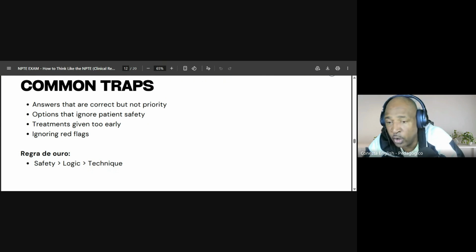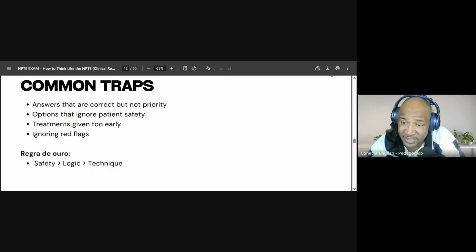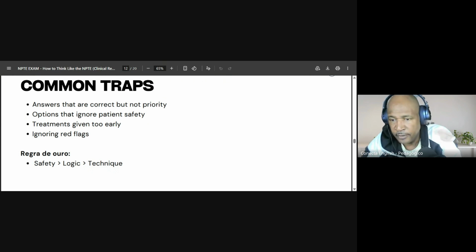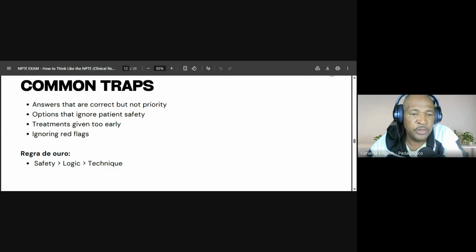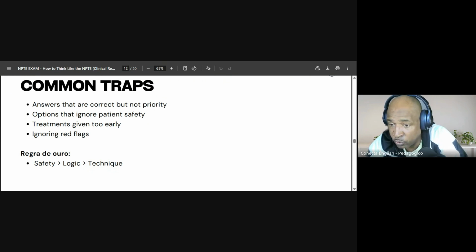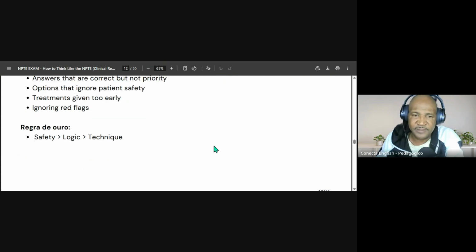Treatment given too early. Have you assessed? So you need to assess before you start treating. And if there are red flags, meaning if there are unsafe options, don't even think about it. All right. So the golden rule is safety, logic, and technique. That's basically what it is.